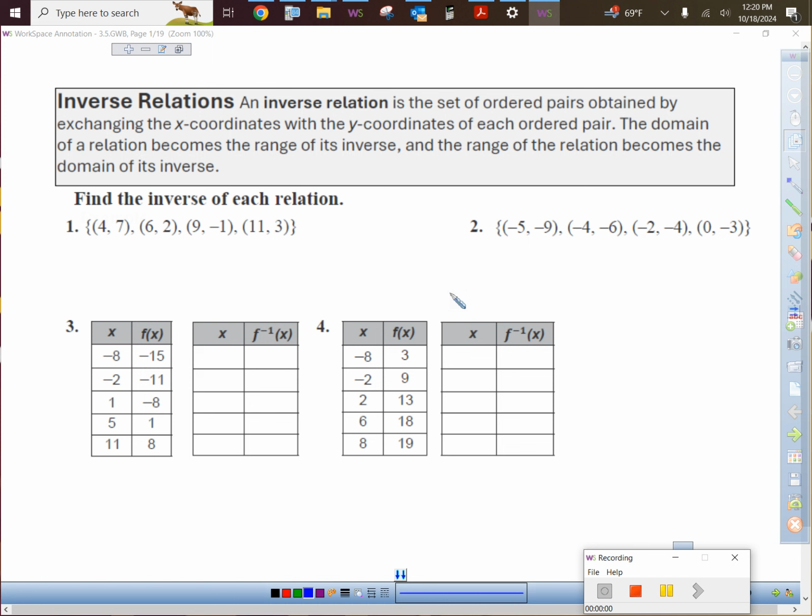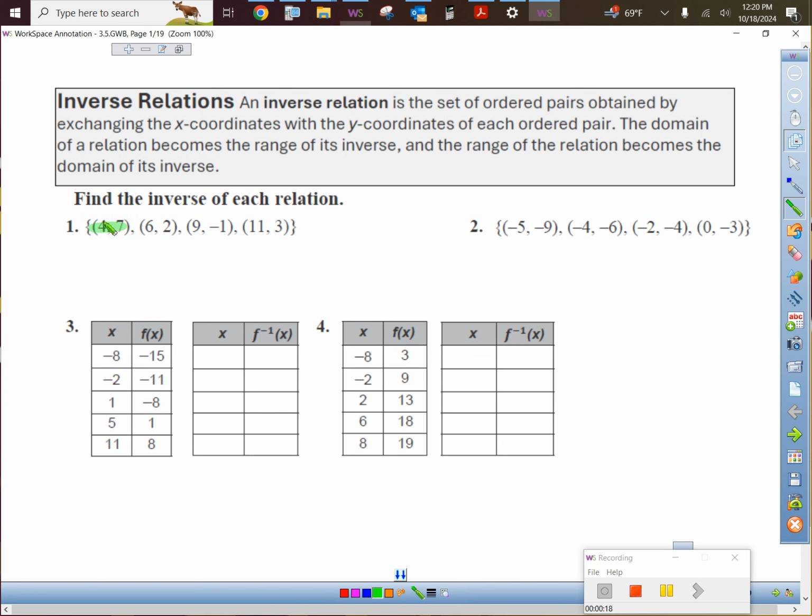3.5 in Advanced Algebra 1 is about inverse relation. An inverse is quite simply just switching x and y around. Like inverses in general in math, the inverse of addition is subtraction, the inverse of multiplication is division, right? So the inverse of a relation is to switch x and y around.